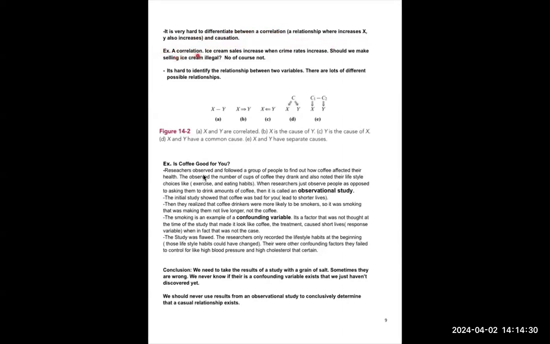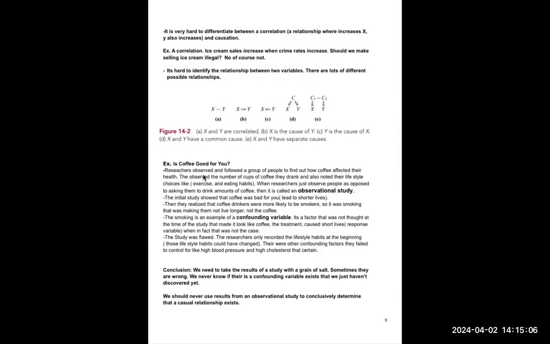So here's an example of a correlation. Ice cream sales increase when crime rates increase. We can follow it year after year. As crime rates start rising, ice cream sales also start rising. So does it mean that selling ice cream should be illegal? Does selling ice cream cause crime? Of course not, that's ridiculous. Those two things are what we call correlated together.